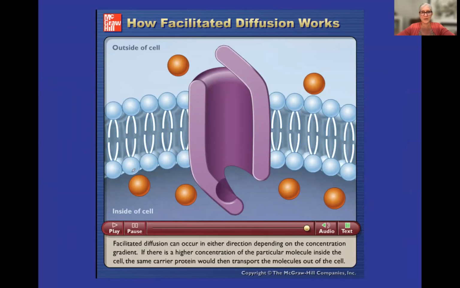So this was an animation that I won't play for you, but understand this is a similar setup where you've got a protein carrier, molecules that can be moved.